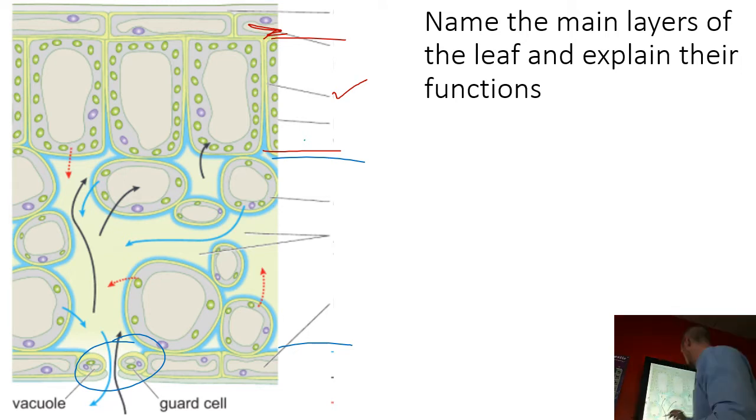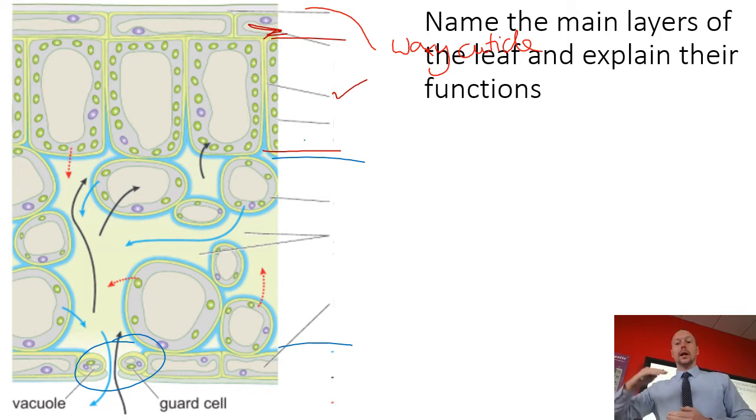Right, top one first of all. The top layer is called the waxy cuticle, and that's just the very, very top bit. What that does is it stops water evaporating out of the leaf. So plants need to keep in as much water as they can. It's a waxy layer. Wax does not let water pass. If you had a waxed coat, it would be water repellent. Water would just drop off it.